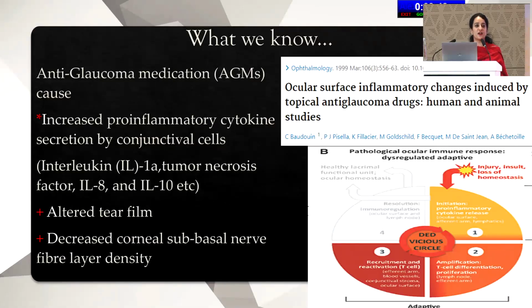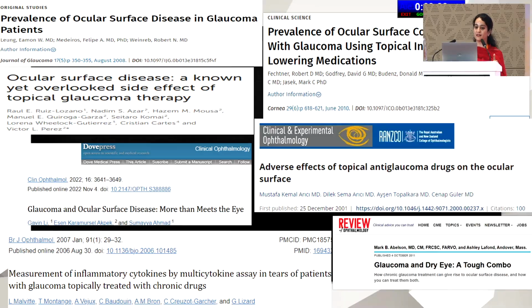So what we know so far is that anti-glaucoma medications cause increased pro-inflammatory cytokine secretion, interleukins, TNF factors and other interleukins as well, alter the tear film, and also decrease the corneal subbasal nerve fiber layer density. A consequence of this is all related to your ocular surface disease.